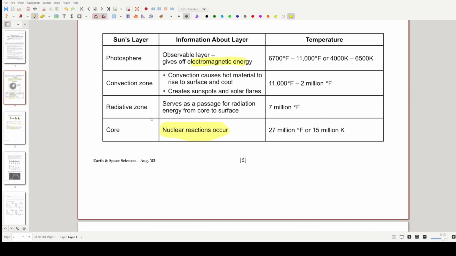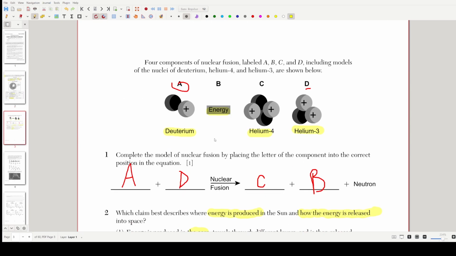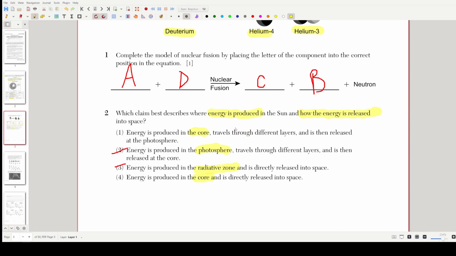And we kind of already said that the photosphere seems like it's going to give off the energy. So that's probably the answer there. So let's see. And then released by the photosphere. That looks good. This said it is directly released into space. So according to the chart, number 1, releasing from the photosphere, would actually be the right answer there.